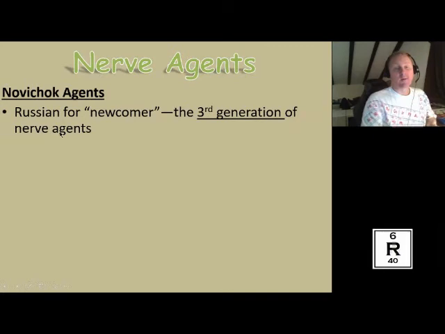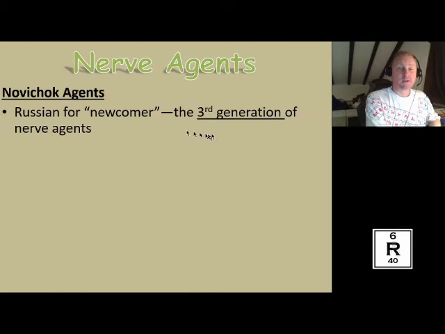agents. So we talked about the G agents, then the V agents, which got stronger. There is a third generation of nerve agents that I don't know a lot about. They didn't talk to me about it much when I was in the Navy, actually at all. I kind of stumbled across this as I was doing my own research for my own presentation. So this would be considered the third generation of nerve agents, the Novichok agents.